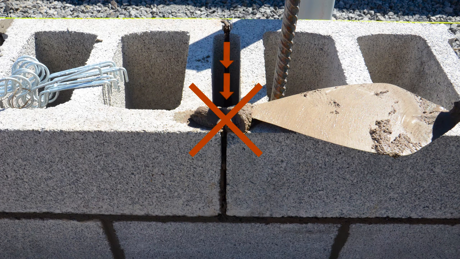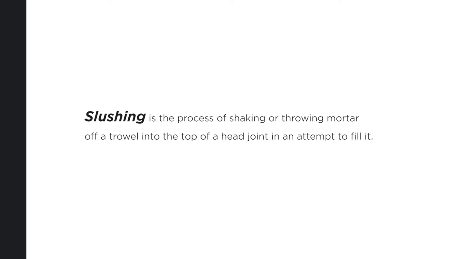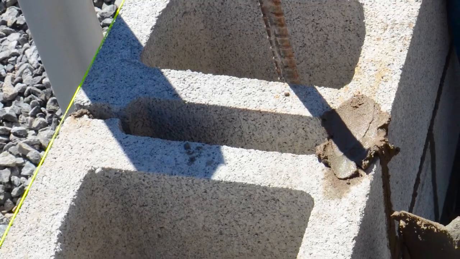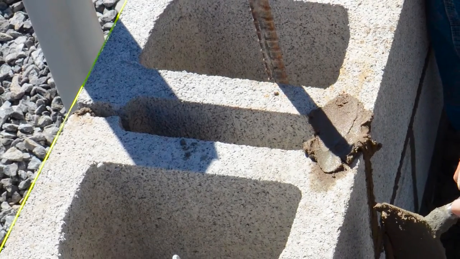The code does not allow head joints to be filled by slushing them with mortar. Slushing is the process of shaking or throwing mortar off of a trowel into the top of a head joint in an attempt to fill it. Slushing will not create a good head joint.